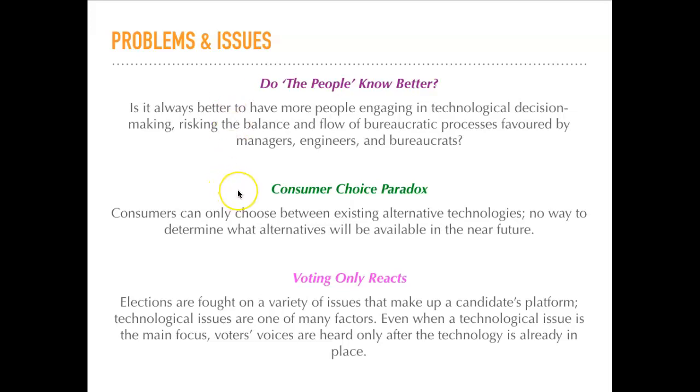The second problem is consumer choice paradox. And the reality is that as consumers, we can only choose between existing alternative technologies. As much as we want to have green technologies, electric cars, and amazing things that don't leave a huge carbon footprint, at the end of the day, we only can choose from what has been created and what has been innovated. There's no way to determine what alternatives will be available in the future.